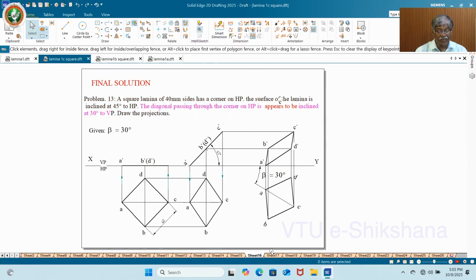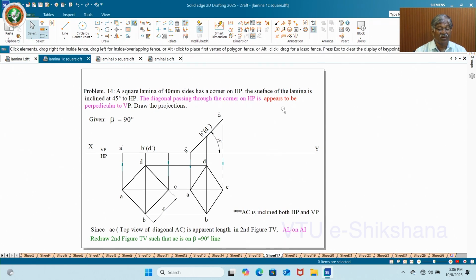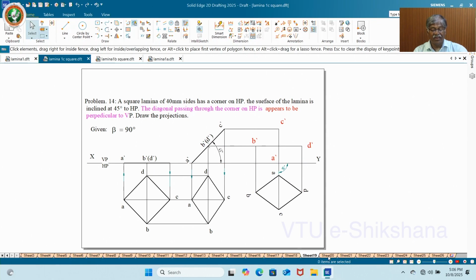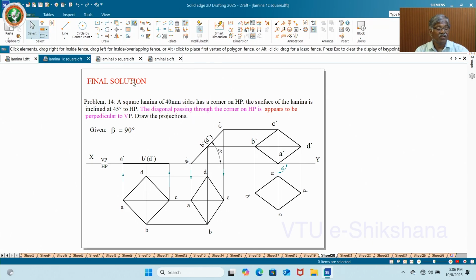Suppose sometimes he says appears to be perpendicular to VP. What is perpendicular? 90 degrees. So beta equals 90 degrees. In that case, you move and rotate such that AC is at 90 degrees. Accordingly, you get the final top view and front view. This is the final solution for appears to be perpendicular to VP, or 90 degrees. So this is a specific condition.